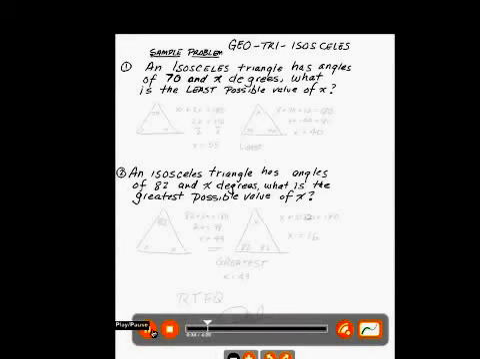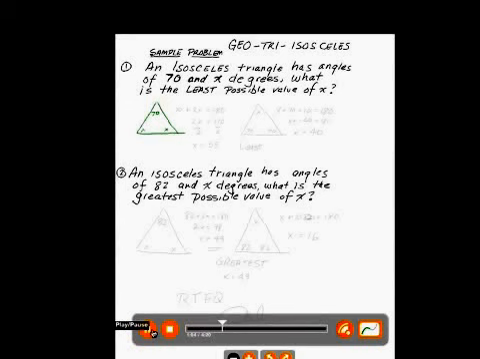Well, in an isosceles triangle, two of the angles are the same. That's the definition of an isosceles triangle. So let's take a look at the two possibilities for the value of x. The first is that x is the same as the other angle. I like to write my isosceles triangles where the two angles that are the same are on the bottom.